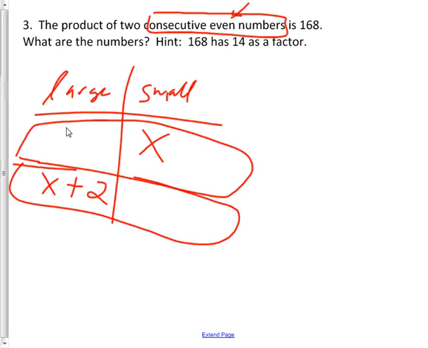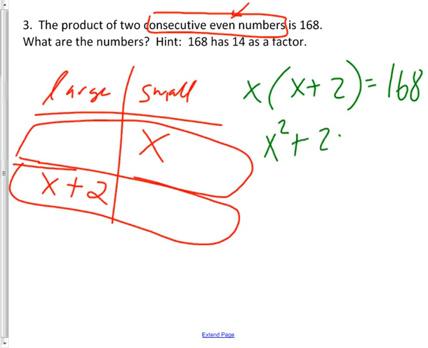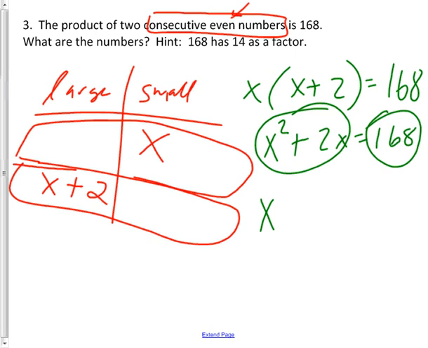Product of two consecutive even numbers is 168. So I go x times x plus 2 equals 168. And then I say x squared plus 2x equals 168. Then I get the 168 over to the other side, or I could even, if I had a calculator here, graph this side and see where they touch. Otherwise, x squared plus 2x minus 168 equals 0.